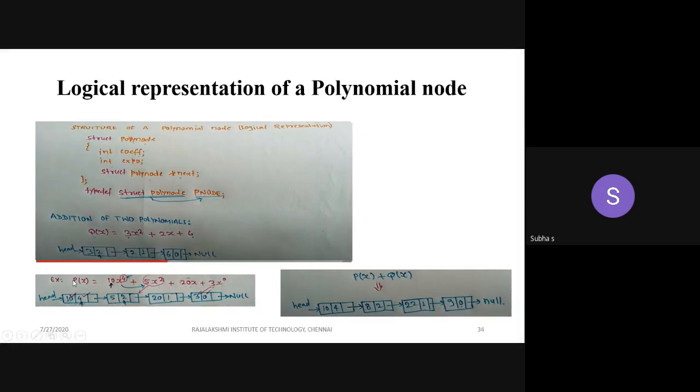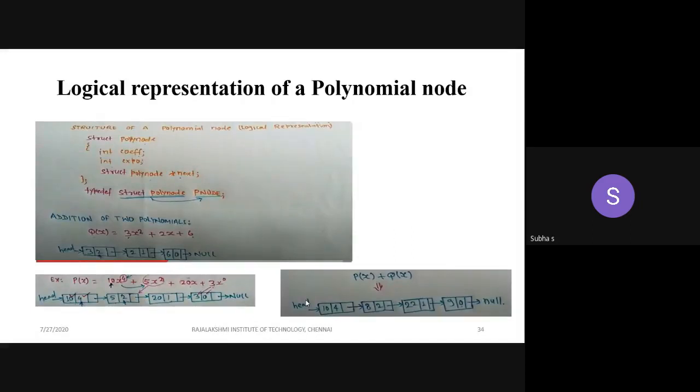Okay. Now, if the powers are equal, what you have to do? You have to add the coefficients and place it as the resultant node. If polynomial 1's power is greater than polynomial 2's, what you have to do? You have to write that particular node in the resultant as the first node. If the second polynomial's power is greater than the first one, you have to write that one. 3 conditions you have to check. Yes. If the exponents are equal, add the coefficients.